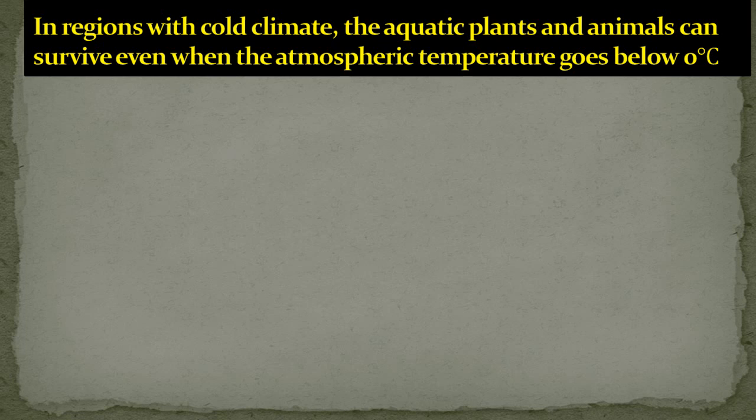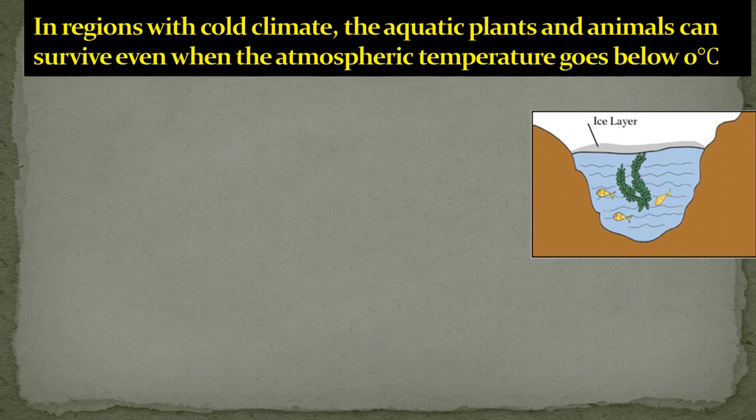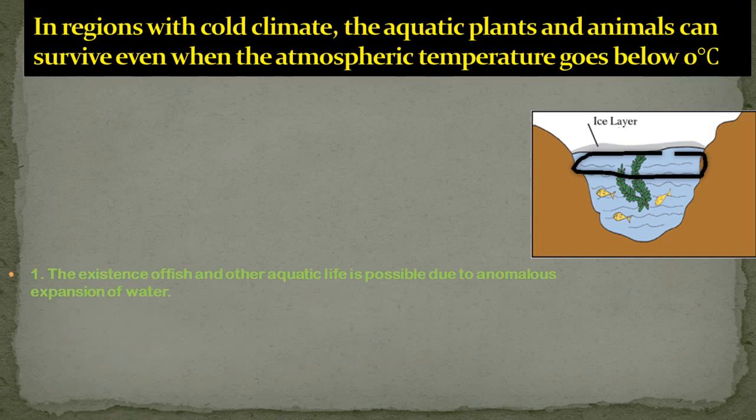Now the first reason is: in regions with cold climate, the aquatic plants and animals can survive even when the atmospheric temperature goes below 0 degrees Celsius. As you can see in the alongside diagram, there is an ice layer on the upper surface of the water in cold regions during winter seasons. So with an ice layer on the surface of the water bodies, how are the aquatic plants and animals surviving in this cold region? Let's see the reasons.